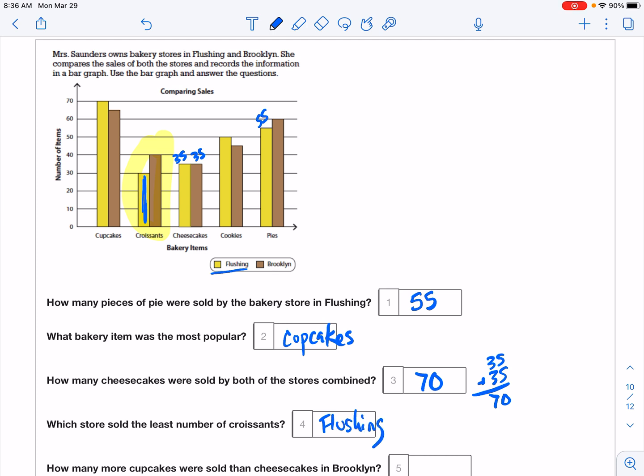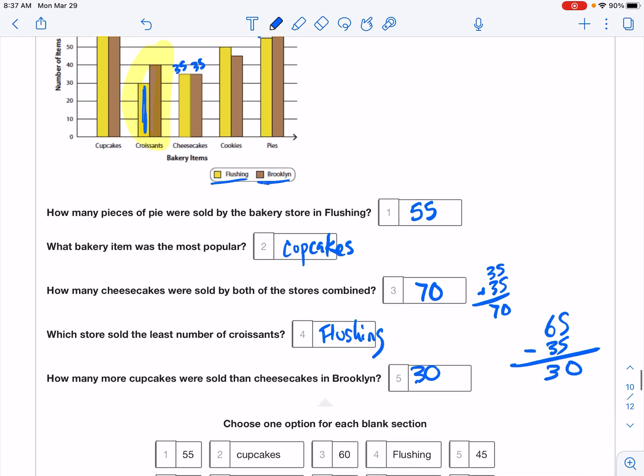Okay, how many more cupcakes were sold than cheesecake in Brooklyn? So Brooklyn is brown. Cupcakes, they sold 65. Cheesecakes, they sold 35. So if we want to find out how much more, we're going to subtract. So they sold 30 more cupcakes than cheesecakes.